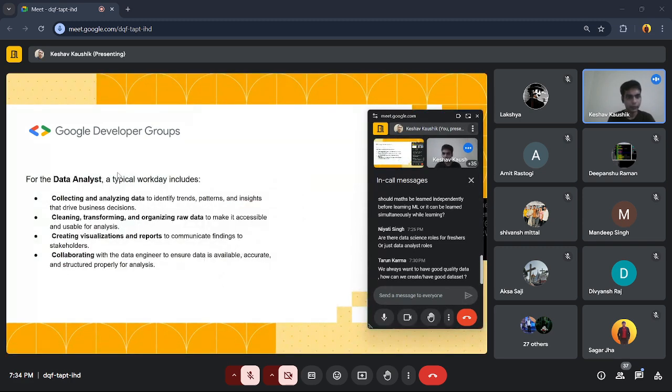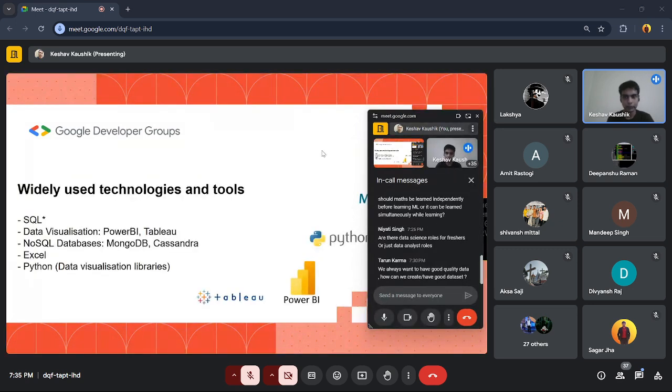A typical workday for a data analyst includes collecting and analyzing data, cleaning, transforming, and organizing raw data, creating visualizations and reports, and collaborating with the data engineer to ensure data is available, accurate, and structured properly. One of the soft skills you need to have for any of these roles is collaborating. You will have to talk to them. It is almost mandatory.